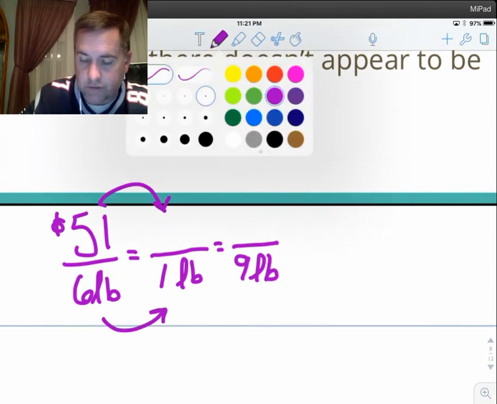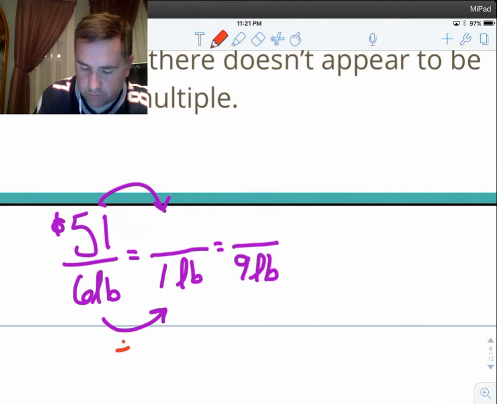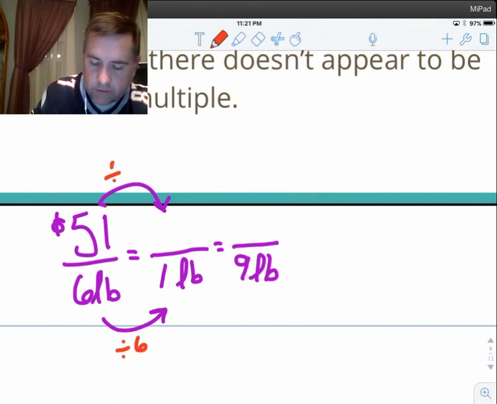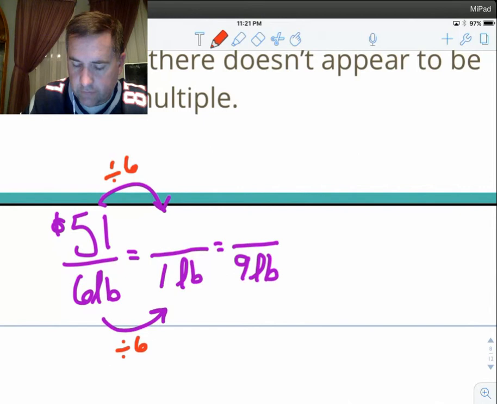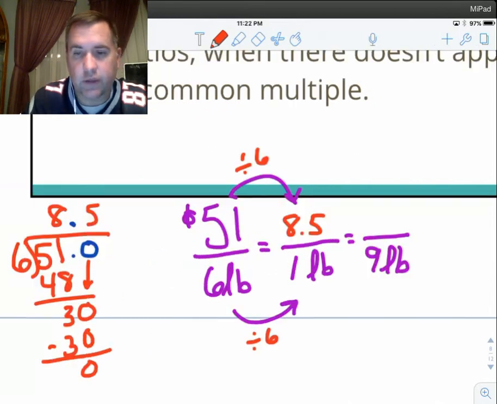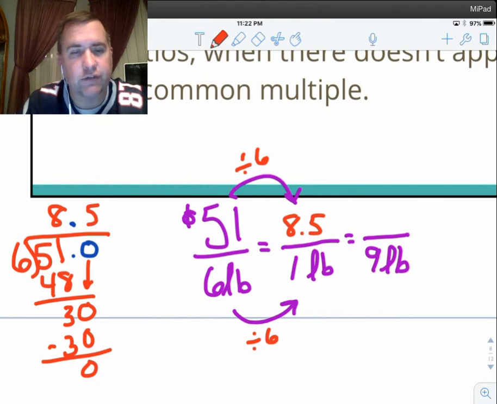Well, to go from 6 to 1, using division, it would be divided by 6, and then we would divide the top by 6, and 51 divided by 6 is 8.5. If you look, I did the division, and it ends up with a decimal. Do not just take the remainder and 0.3. You gotta finish the division, add zeros on, keep dividing until either the decimal terminates, repeats, or you don't even get a decimal. All right, so we have $8.50 for 1 pound.